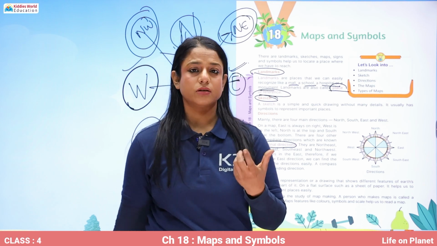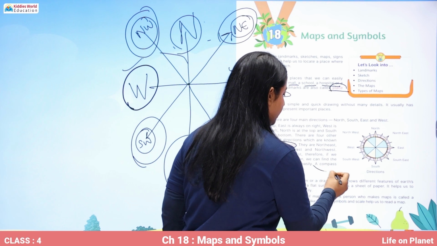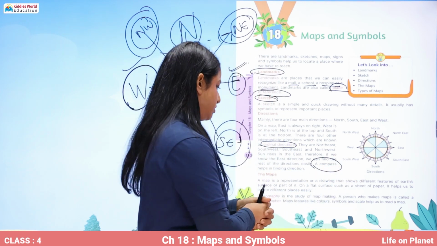And which instrument helps in finding us the direction? It is called a compass. So a compass helps in finding directions.